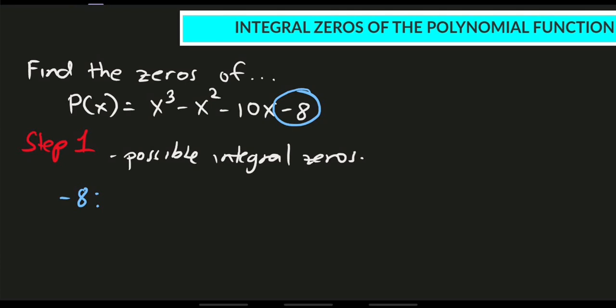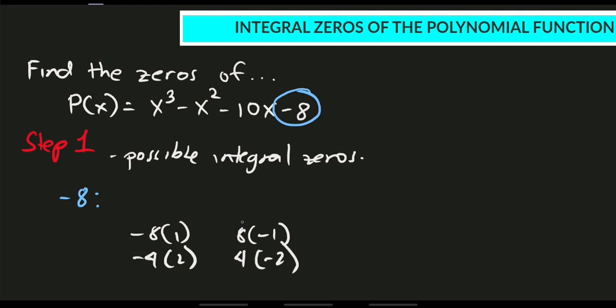Again, if we have negative 8, this is a product of negative 8 times positive 1, or 8 times negative 1. It is also a product of negative 4 times 2, and also a product of 4 times negative 2. Okay, so we have this set of factors for this given value, which is negative 8.